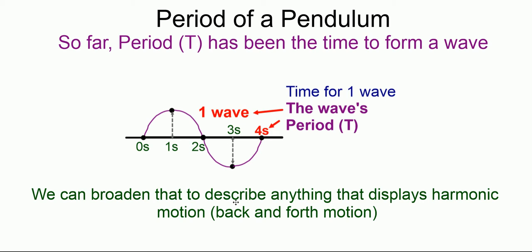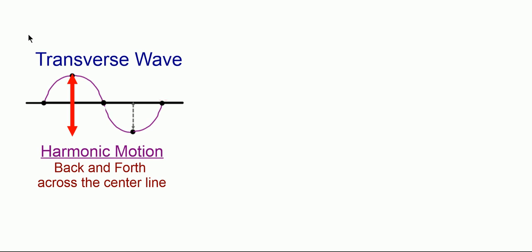We can broaden that to describe anything that displays harmonic motion, which is back and forth motion. Anything back and forth, we can discuss as period. Now, the transverse wave, you may not have thought of it before, but that is going back and forth, isn't it? Isn't it going back and forth across that center line? Sure, back and forth. So we can talk about its period.